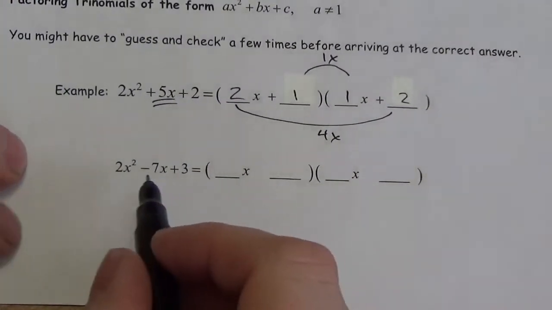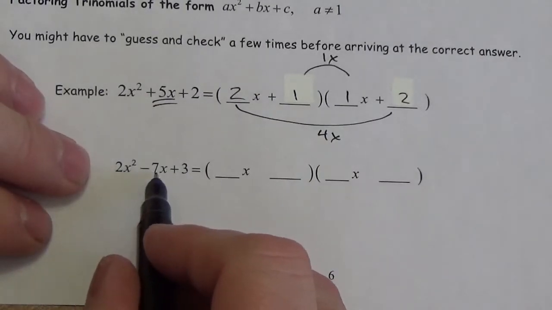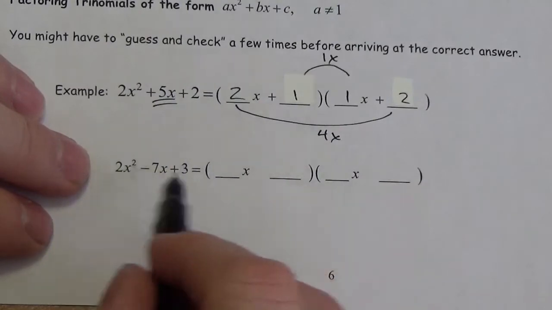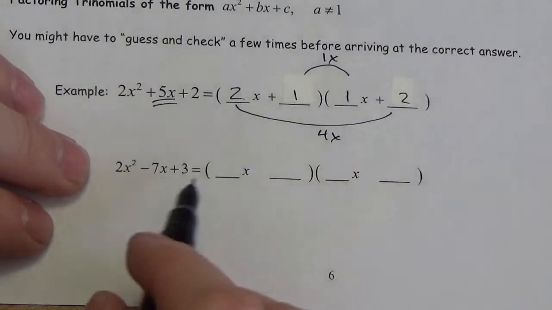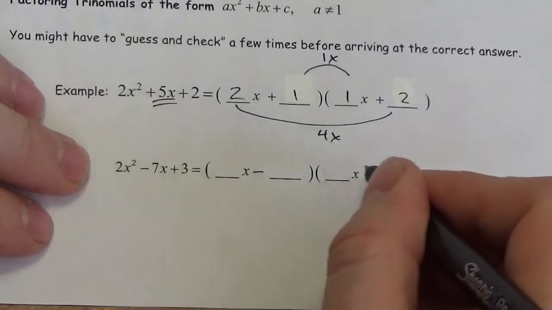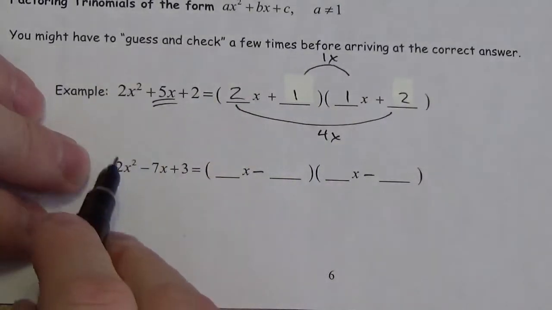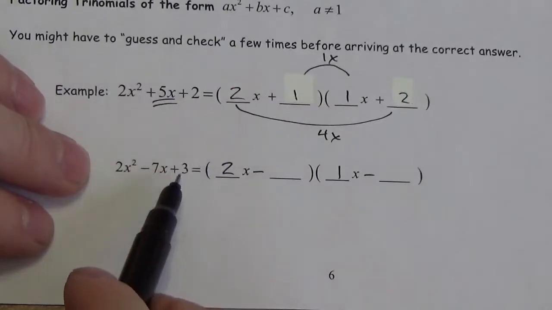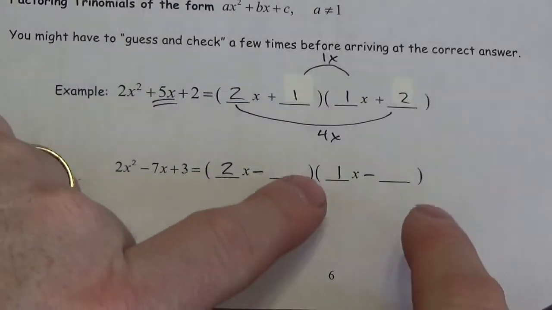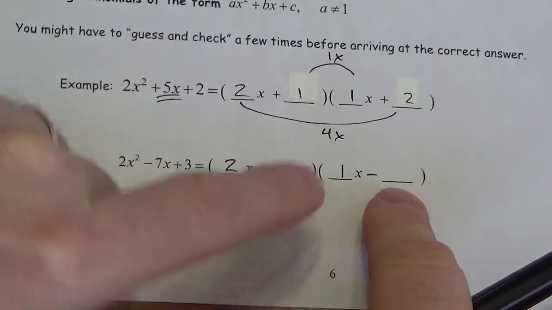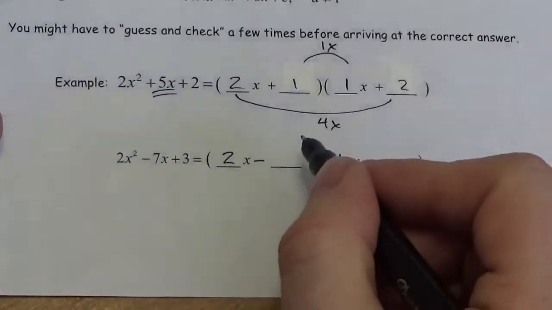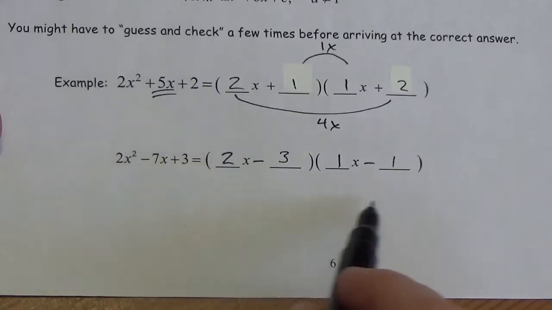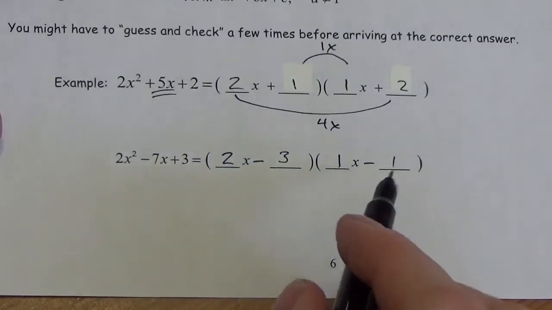Here, similar sort of problem. 2x squared minus 7x plus 3. Okay, so because the product here is positive, I know that these both have the same sign. And because this is negative, I know that these are both going to be negative. 2 is a prime, so it breaks apart into 2 and 1. 3 is also a prime, so it's going to be 3 and 1. But the question is, is it 3 and 1 or 1 and 3? I don't know, so let's try it. If I plug 3 and 1 here, when I expand it out, 2 times negative 1 is negative 2.